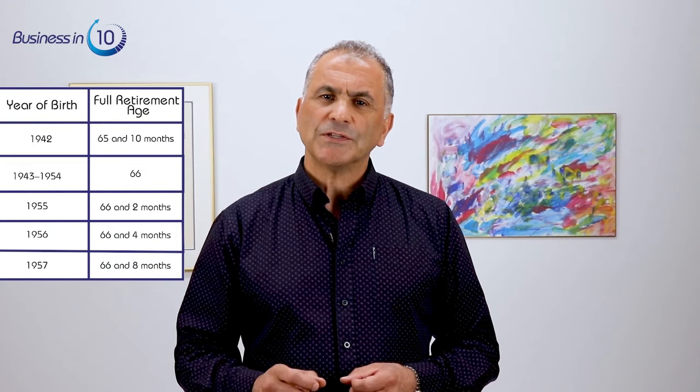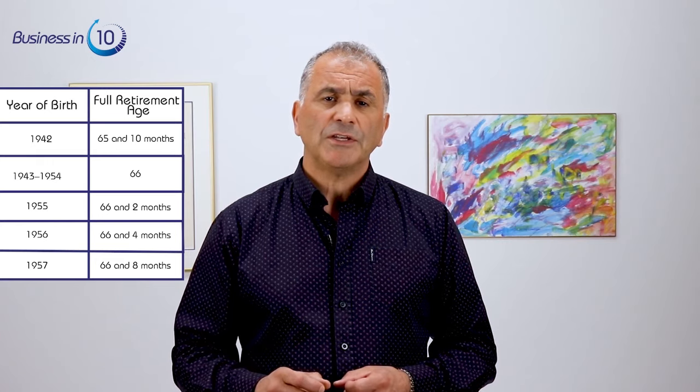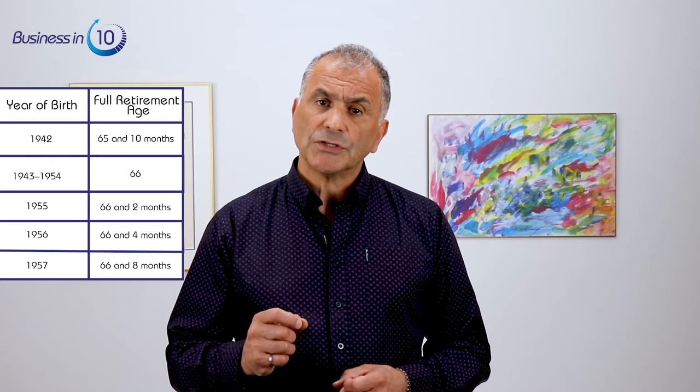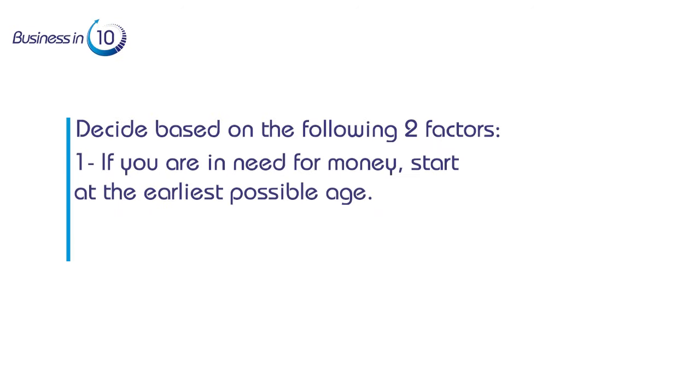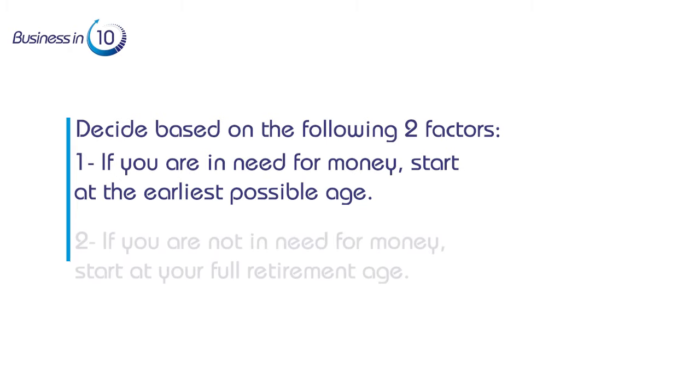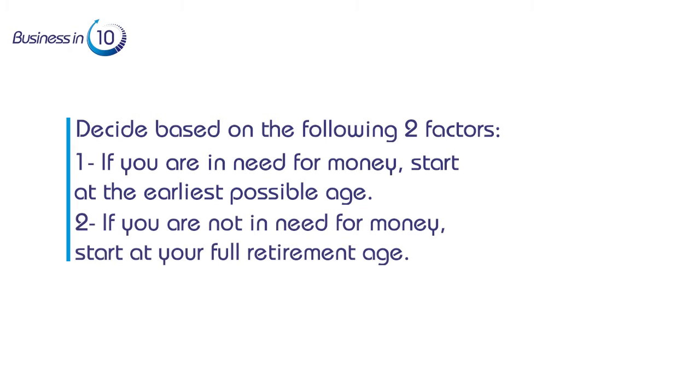There are many different ways to decide on the most effective age to start receiving your Social Security benefits. The simplest way to follow, in my opinion, is to make your decision based on the following 2 factors. Number 1, if you are in need of money, the decision is simple. Start receiving your Social Security benefits at the earliest possible age. Number 2, if you're not in need of money, then start receiving your Social Security benefits at your full retirement age. Just look at the table and go for it.